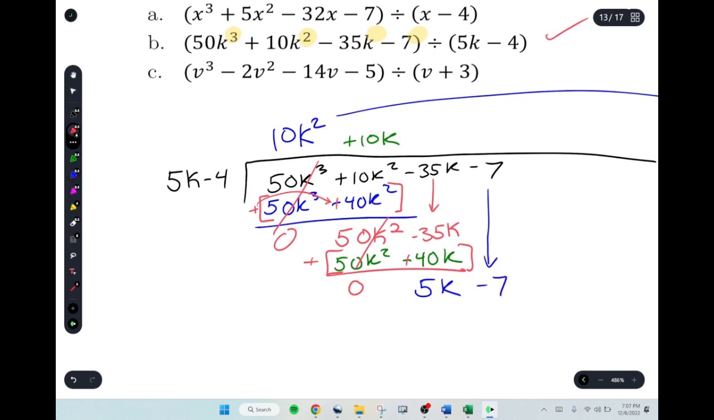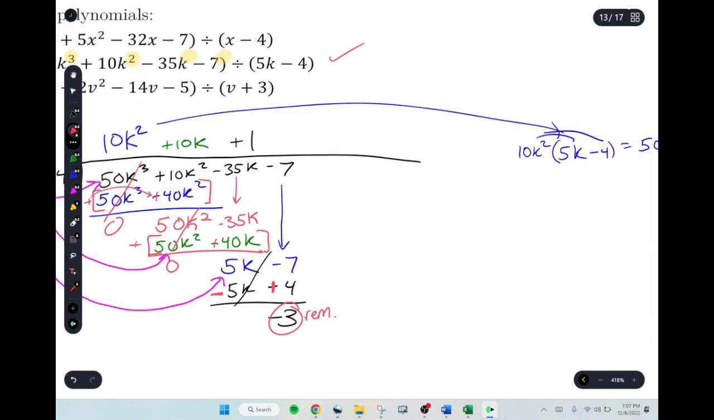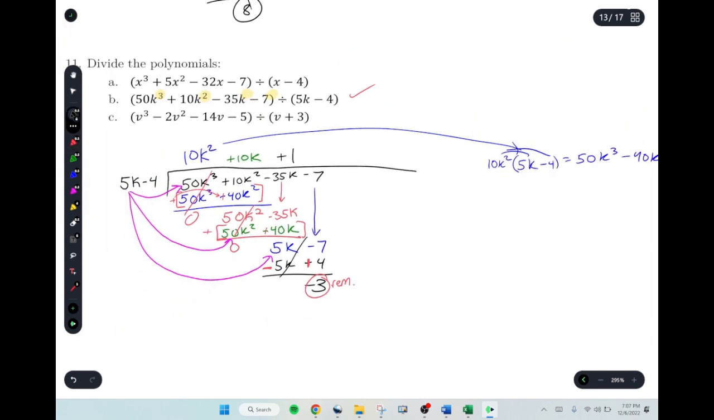Almost done. How many times does 5k go into 5? 1 time. 5k minus 4. Subtract all of it. Subtraction. Plus it. You end up with a negative 3 as a remainder. Holy moly. We don't like remainders. So we just write it with our answer. 10k squared plus 10k plus 1 minus 3.